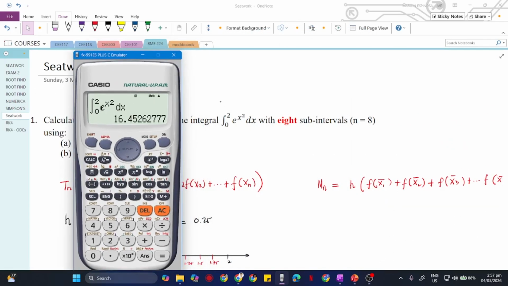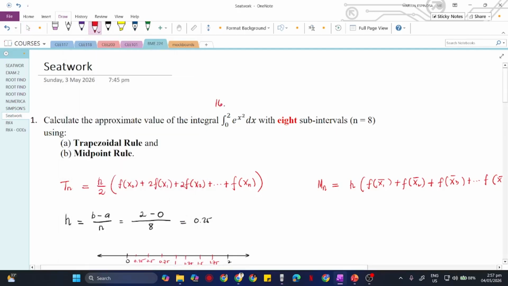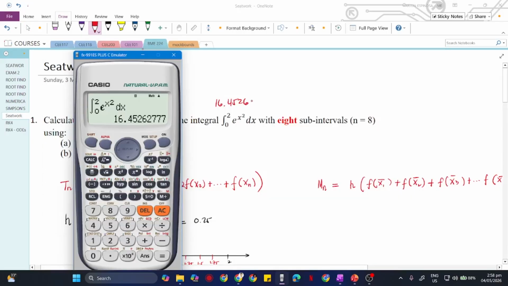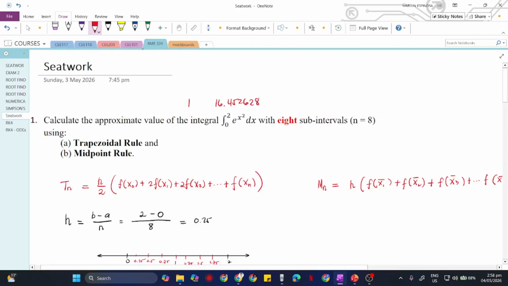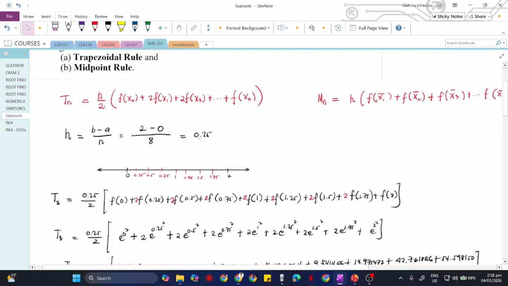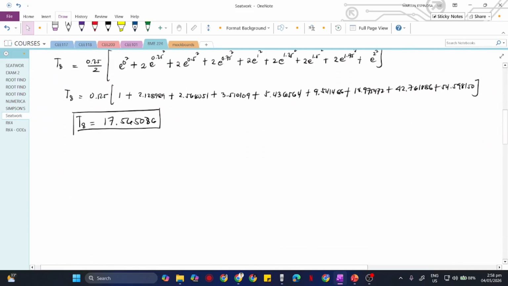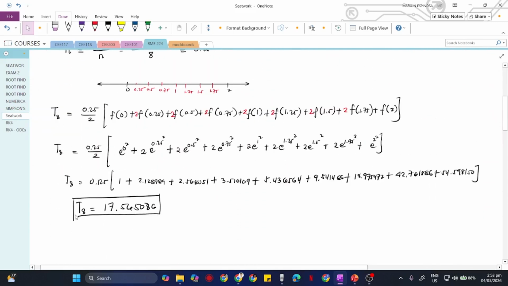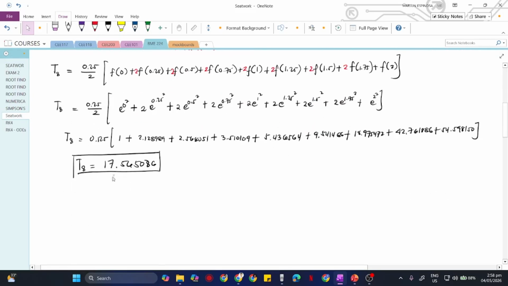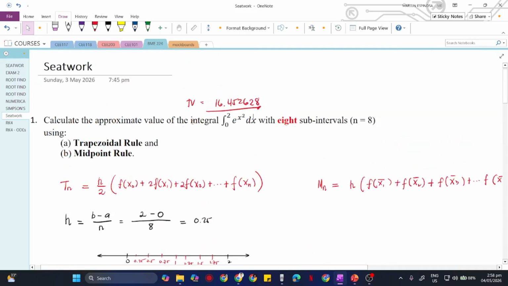Is that right, class? Is our solution correct? Or maybe... So the expected value we should get is 2627 or 28. So this is the true value using the calculator. This one is our trapezoidal rule with 8 sub-intervals. Perhaps if we increase the number of sub-intervals, we will get closest to this one.